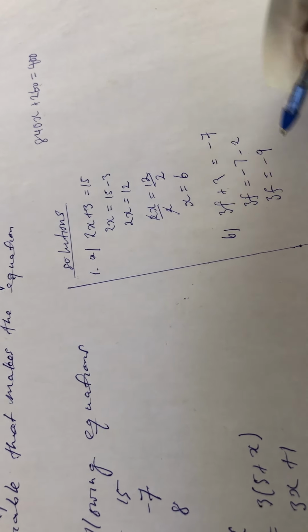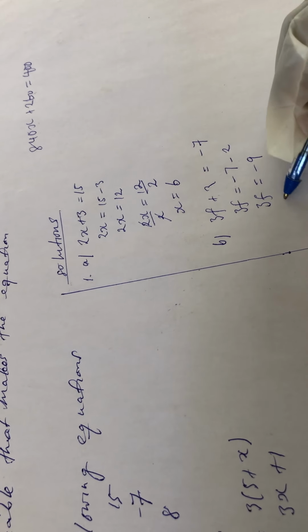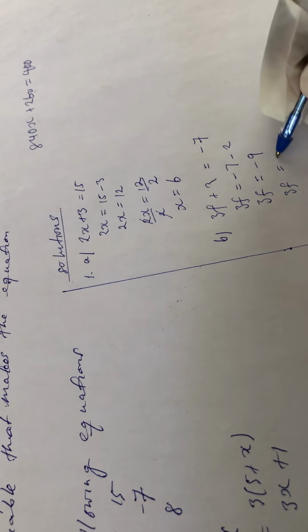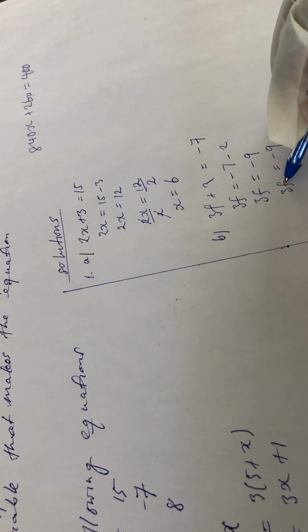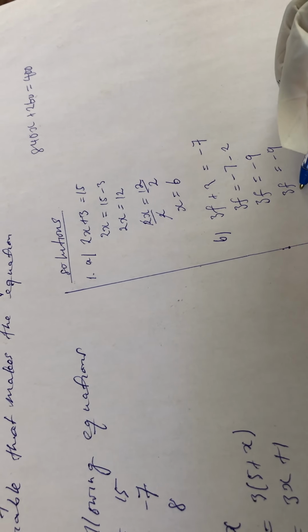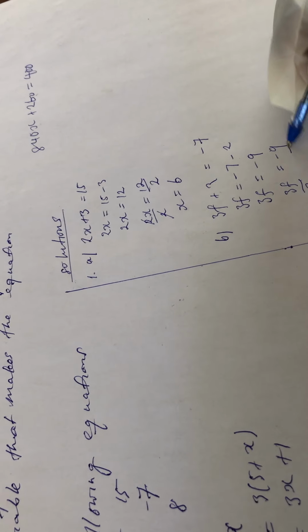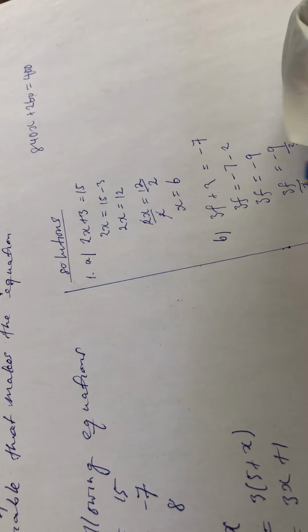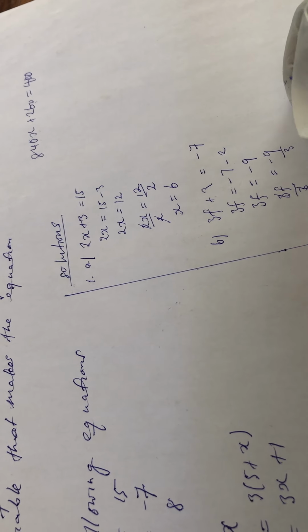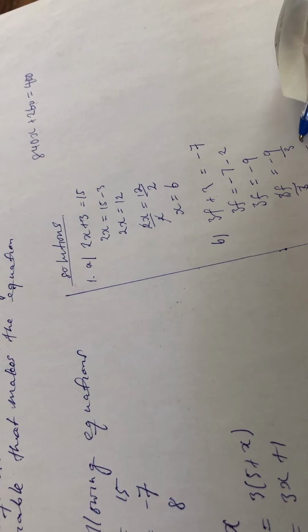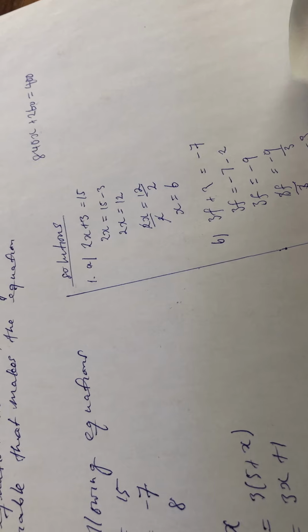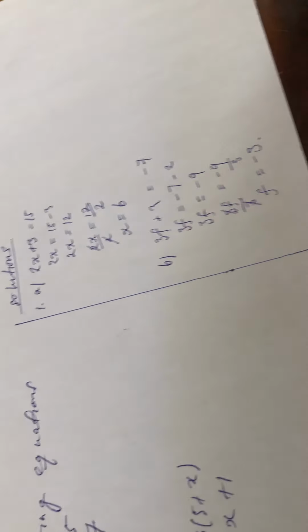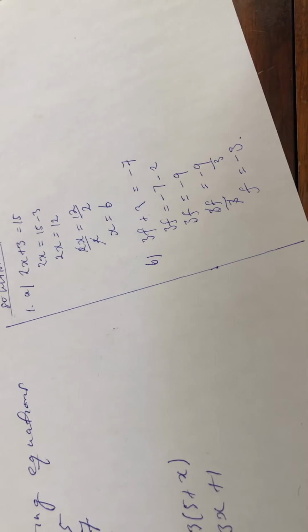If you press that on your calculator, that's what you will get. Okay, so from there, you want f to be alone. So for f to be alone, you must divide both sides by 3. Whatever you do on the left, you must also do on the right. So this cancels, and that becomes negative 3. Okay, so the answer is negative 3. And that is how you solve. Right?